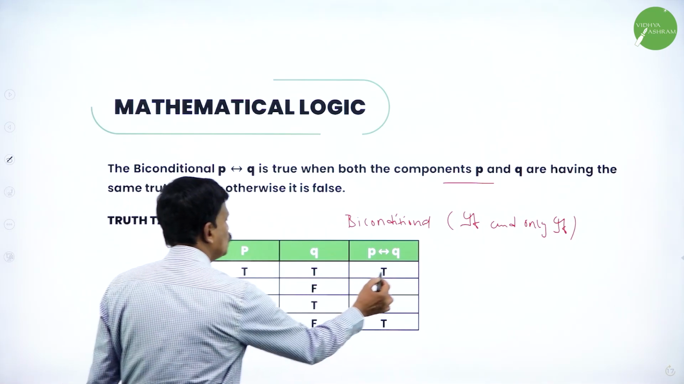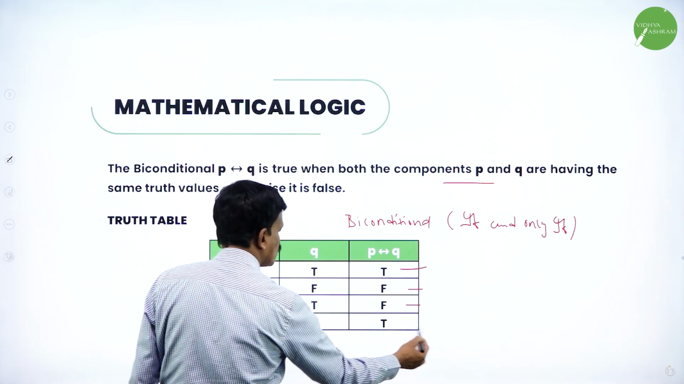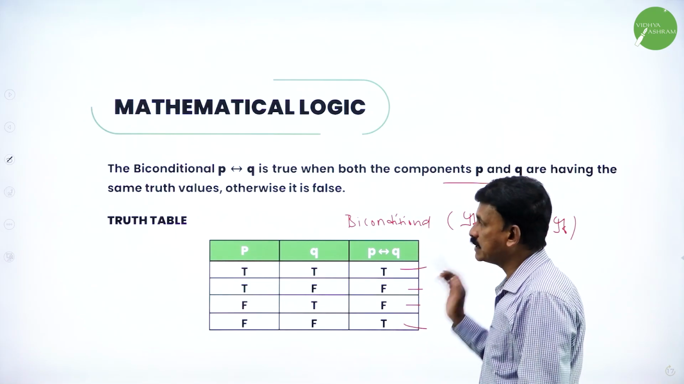So true and true is true. True and false is false. False and true is false. False and false is also true. This is how we are going to write the truth table for a biconditional statement.